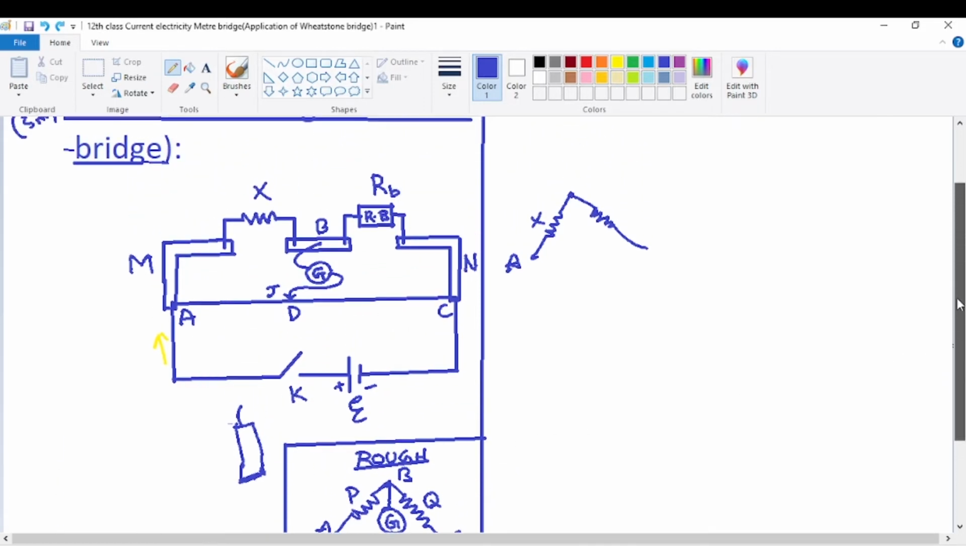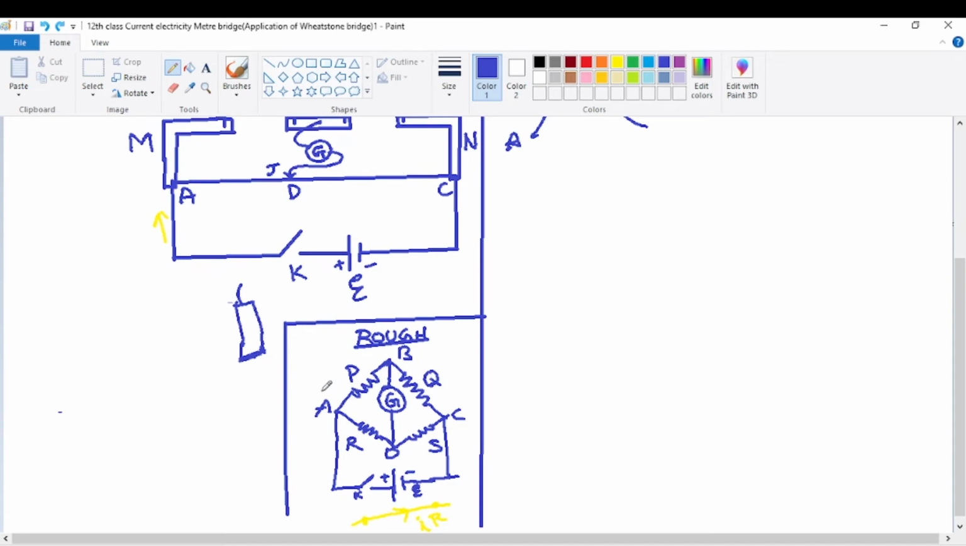So anyway, it can be drawn. Some textbooks don't draw it like this. They draw it as a regular rectangle like this. So that way also, that's okay. But we are following this. It's better to follow the same thing.